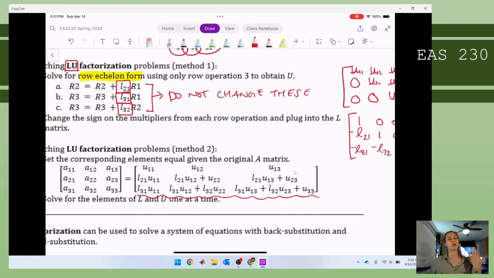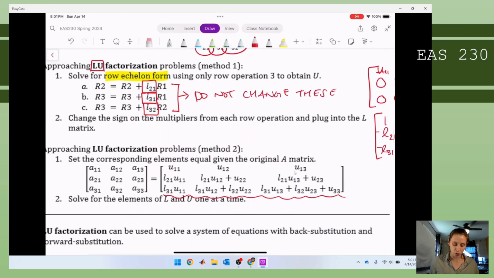And you solve for U11, U12, U13, and all of the values one at a time by setting these matrices equal. So A11 is always U11, A12 is always U12, A13 is always U13, and then A21 is this, where you already know what U11 looks like, so you can solve for L21. And you just work your way through. Essentially, you have 9 equations, 9 unknowns, and you solve for them one at a time.